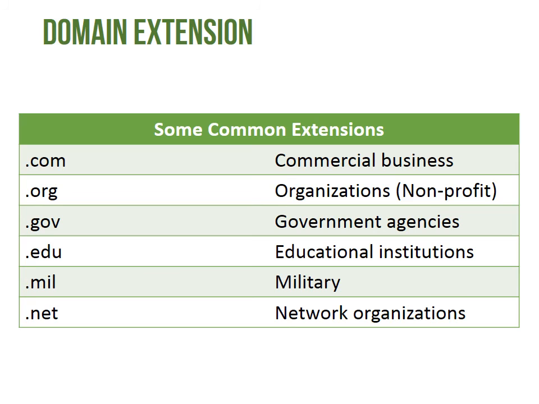Some common domain extensions are .com for commercial businesses, .org for nonprofit organizations, .gov for government agencies, .edu for educational institutions, .mil for military websites, .net for network organizations. You'll learn more about these in the next video.